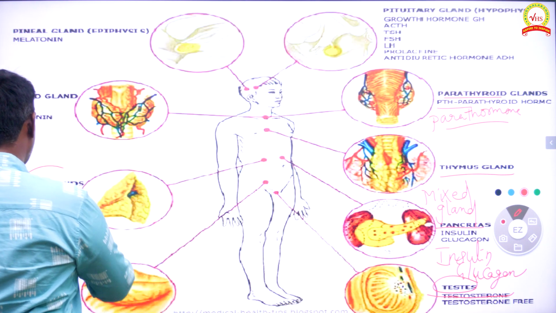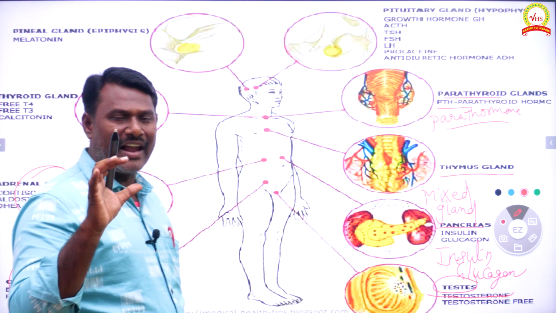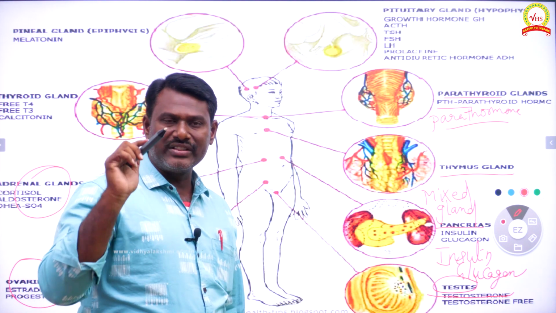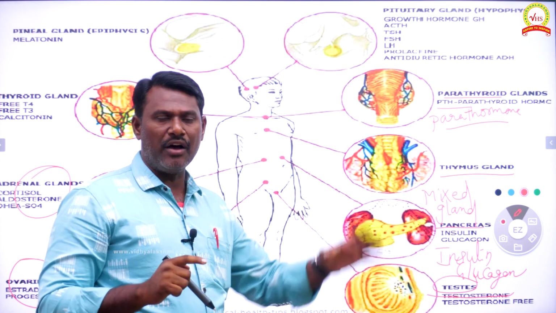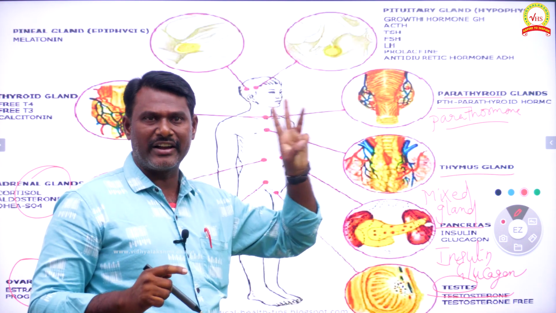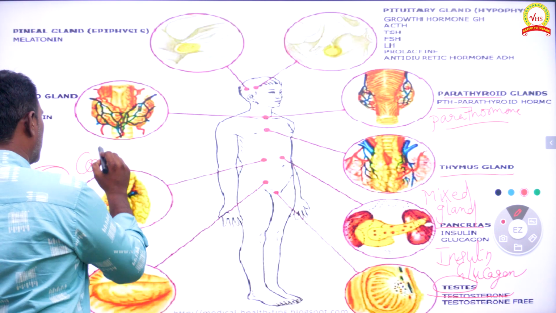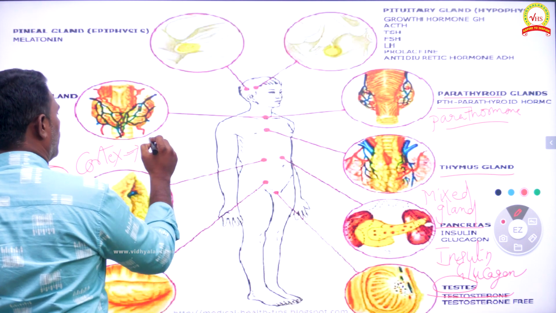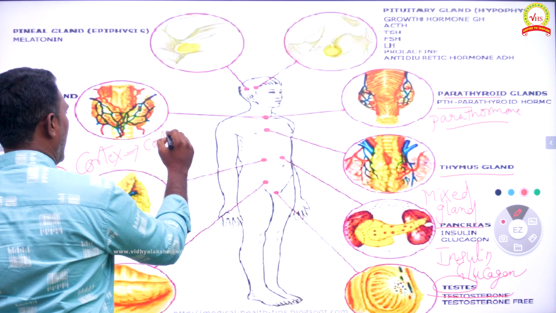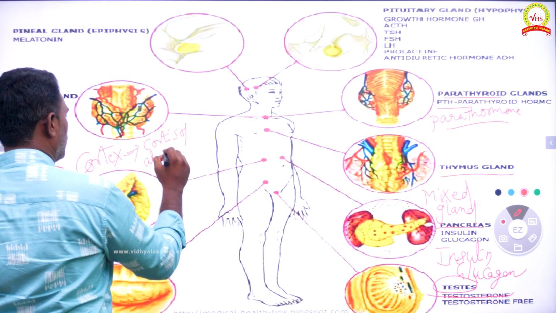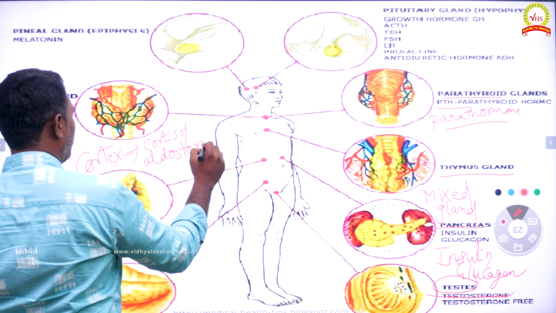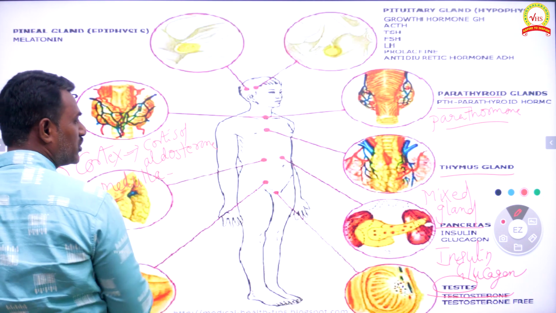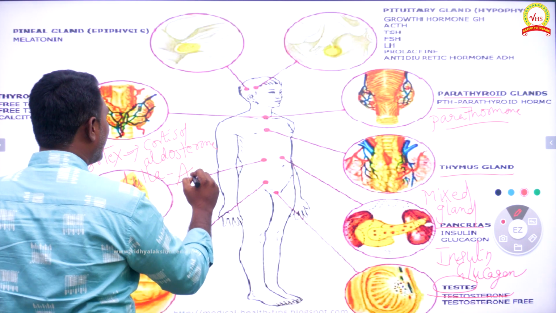Next one is the adrenal glands. Just now I discussed adrenal glands. Adrenal glands have two layers, and three hormones will be secreted. The adrenal cortex, the outer region, secretes two hormones called cortisol and aldosterone. Then the medullary region of the adrenal gland secretes only one hormone, called adrenaline.